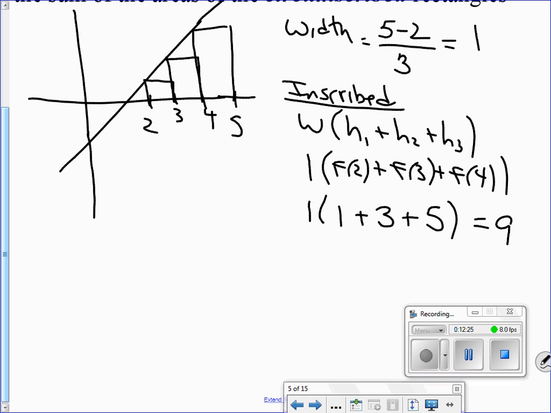Now we know the actual area has to be greater than that because inscribed always winds up with an under approximation.